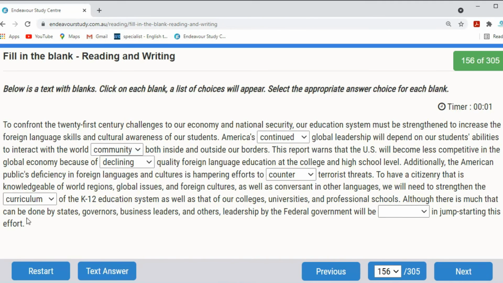Although there is much that can be done by states, governors, business leaders, and others, leadership by the federal government will be crucial in jump starting this effort. Okay, so 4 plus 2 is 6.